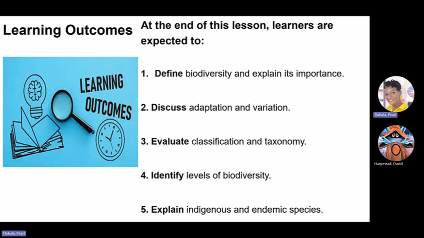The learning outcome for today's lesson is that at the end of this lesson, learners are expected to define biodiversity and explain its importance, discuss adaptation and variation, evaluate classification and taxonomy, identify levels of biodiversity, explain indigenous and endemic species.